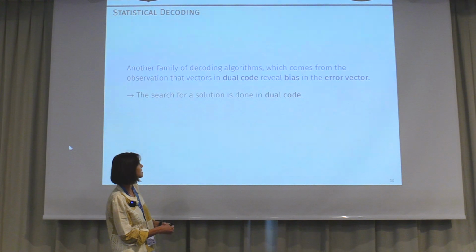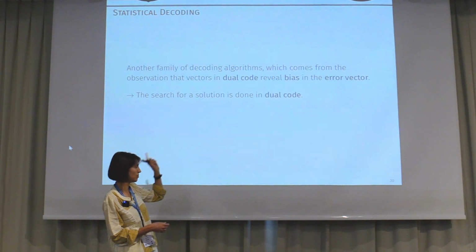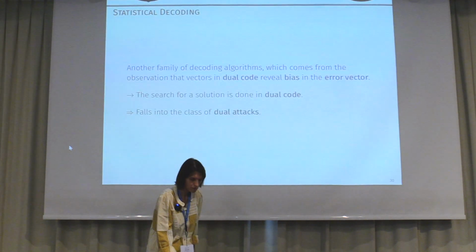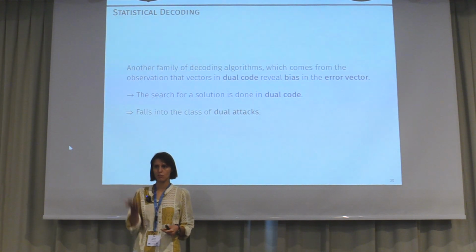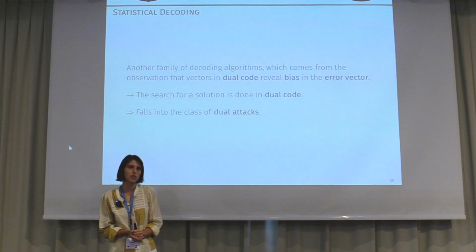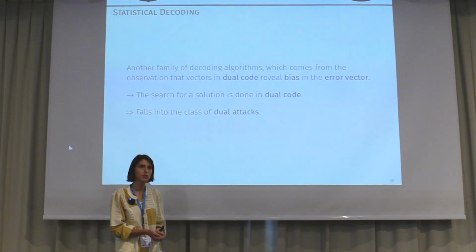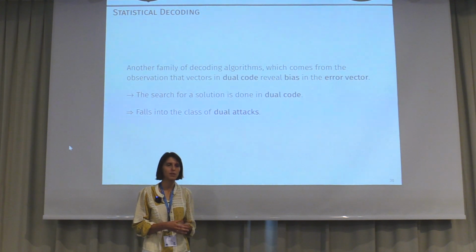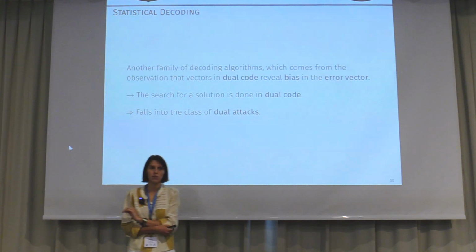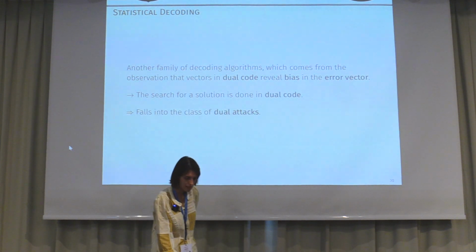And the search is done in the dual code, and I will explain in short what the dual code means and also what the bias means here. So it falls under this category of dual attacks. And as Monica has mentioned, this type of attacks are actually quite important. They're not common in the code-based cryptography setting. Nevertheless, in multivariate cryptography, for example, a similar kind of approach actually led to breakthroughs. So it is very important to also consider this whole branch of algorithms.